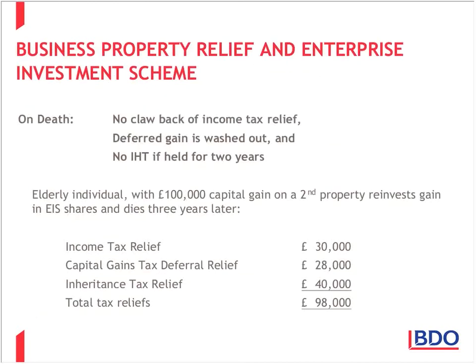The next example just shows for EIS how, with a combination of the reliefs, you can get up to 98% tax relief. And this is where, if a deferral claim has been made and the individual dies, then that claim washes out on death. It doesn't come back into charge. And then, of course, after 2 years ownership, you also get the inheritance tax relief as well. So a maximum of 98,000, and you'll often see this in the investment memorandum.